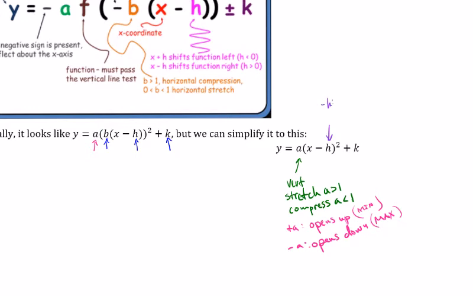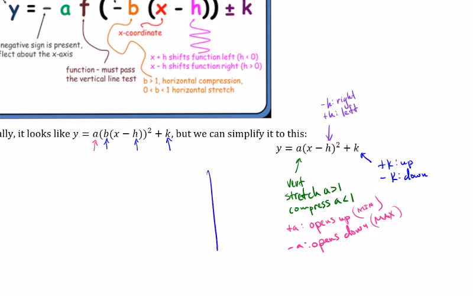So now the H: negative H moves right, and positive H moves left. Okay. And then with K, positive K moves up, and negative K moves down. All right, so those are our transformation levers.